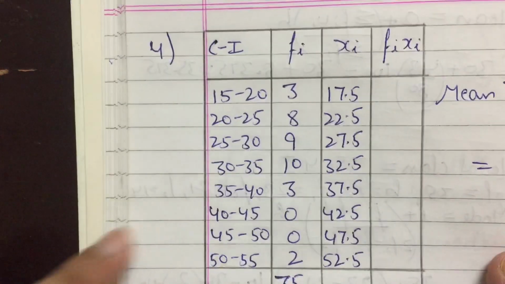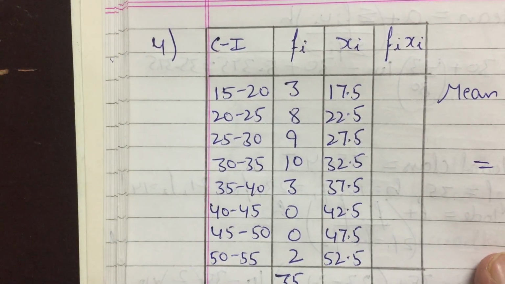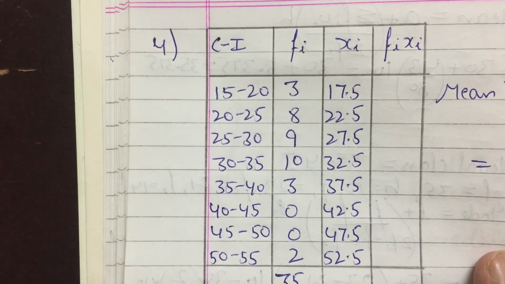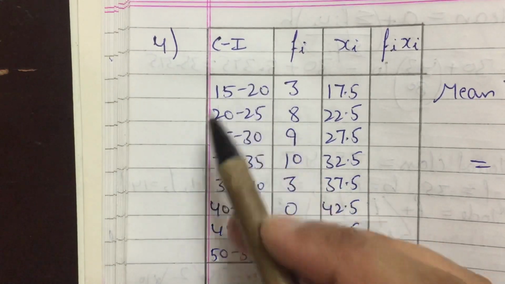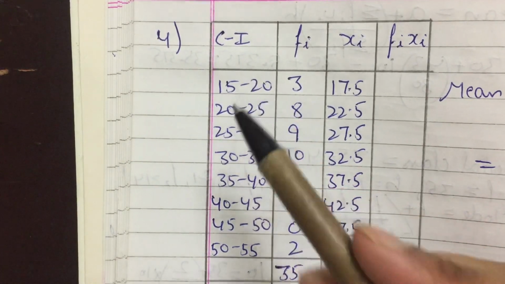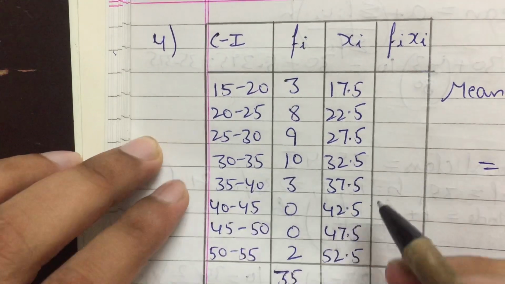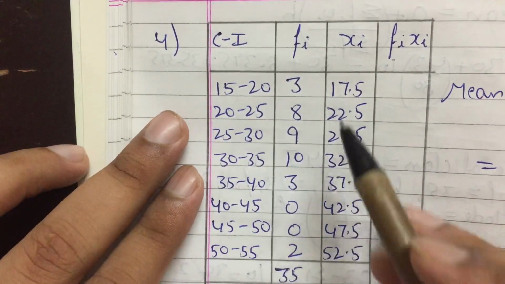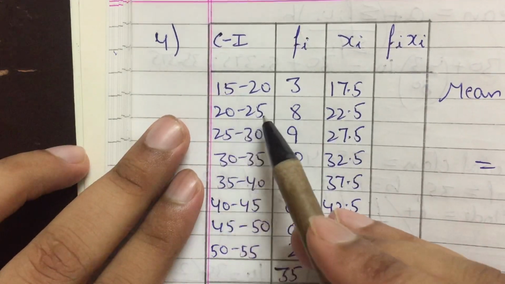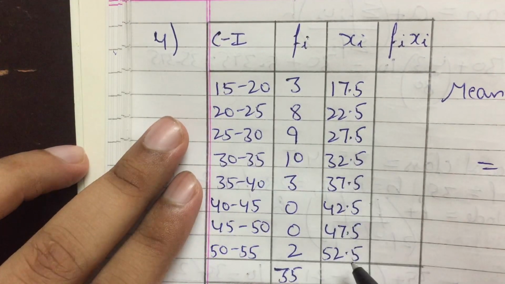So next, question number 4. In this question you have to find out mean as well as mode. So mean you can determine by any method. Here the values are quite big, so it would be convenient for you to use the assumed mean method or step deviation method, but here I have used the direct method. So fi is this, xi we have determined as lower limit plus upper limit divided by 2, and similarly so on.